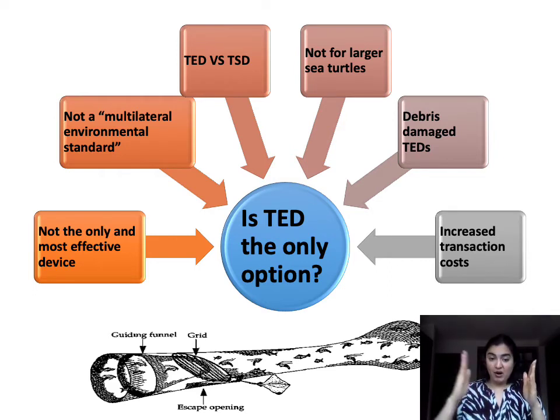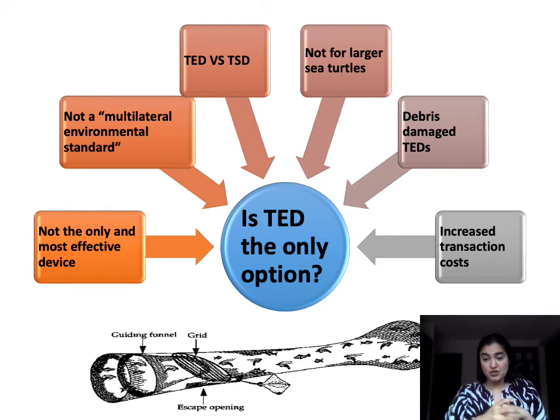However, because the bars are placed at a bigger distance, this grid would allow the bigger species of fish to cross through and get caught at the end of the cod net. And basically the countries said, so we have TSD, why don't we use TSD? TSD also allows us to save the sea turtles.